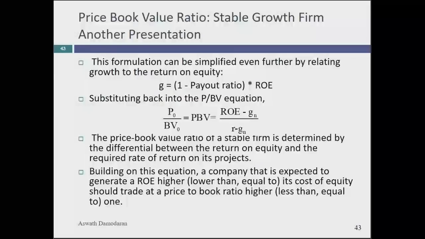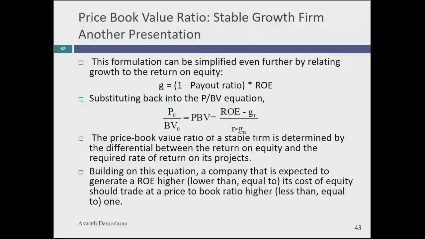I get this magical transformation that makes the price to book ratio for a mature company an even simpler equation. The price to book ratio for a company is the return on equity minus the growth rate in the numerator, divided by cost of equity minus the growth rate. If you don't believe me, plug this growth equation back into the previous page. So take a look at that equation.